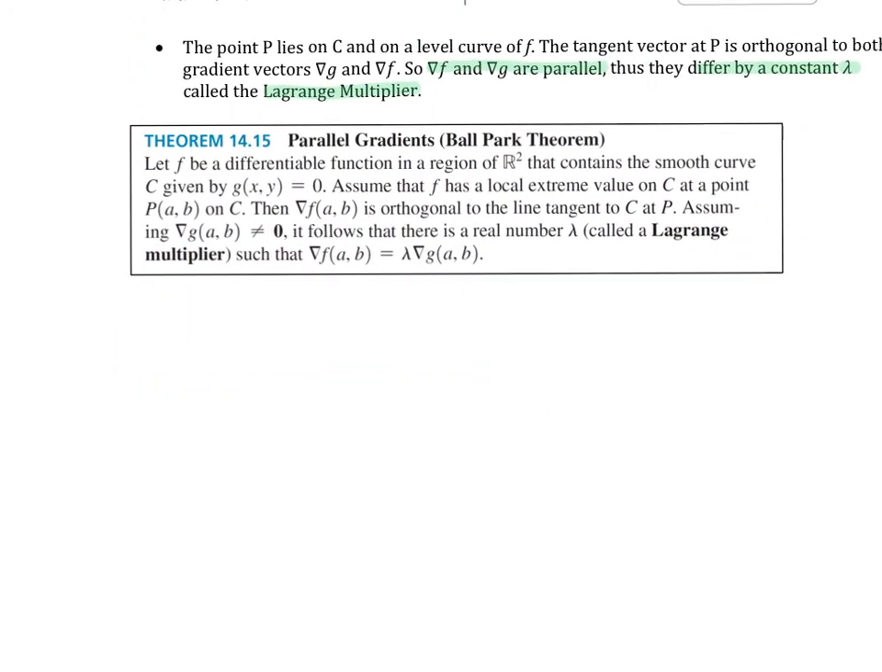This box at the bottom just formally describes what we talked about. So we have our function f that's differentiable. Let's say that we have our constraint curve, which we call g. If f does have local extreme values, so mins and maxes, then they're going to occur where the gradient vectors are parallel. So that means they're going to differ by some constant lambda. Now here we are assuming that the gradient of g is not equal to 0.